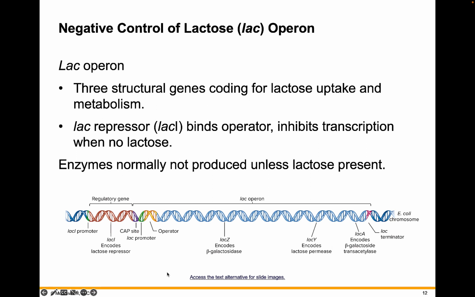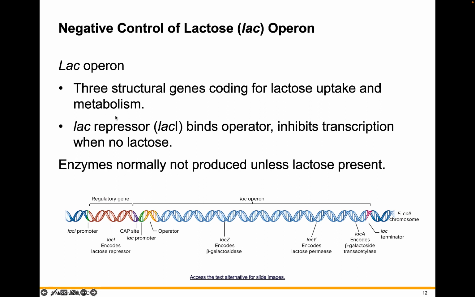So here, first, we are going to discuss the negative control of the lac operon, the lactose operon, first discovered by Francois Jacob and Jacques Monod. Jacob and Monod received the Nobel Prize in 1965 for the discovery of the lac operon. So you can well imagine that this was the first elucidation of regulation of gene expression, of how a gene's expression, or production of the end product of a gene, can be controlled.